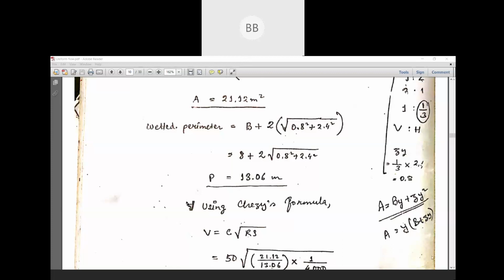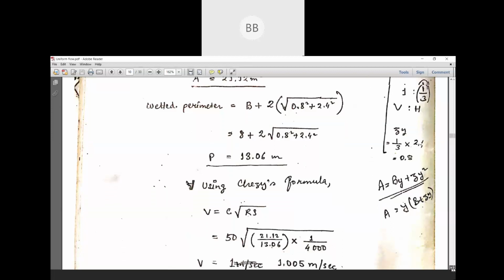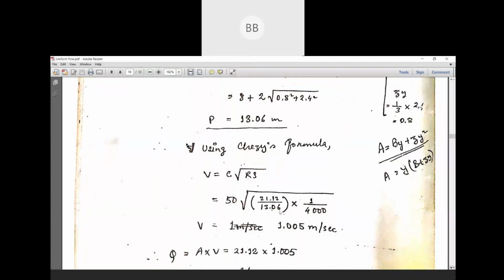Okay, so weighted perimeter you have already calculated. Then see, in the question Sage's constant is given, so that is why we are using Sage's formula. To find out the velocity, we have used Sage's equation. The C value is already given, 50, root over R value.